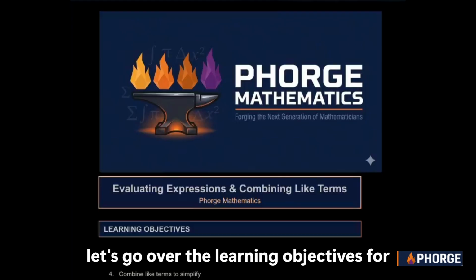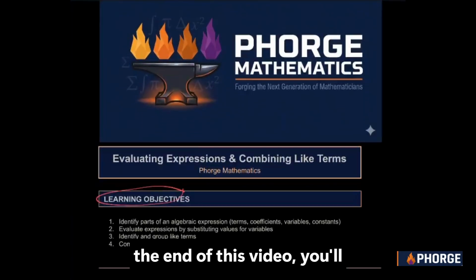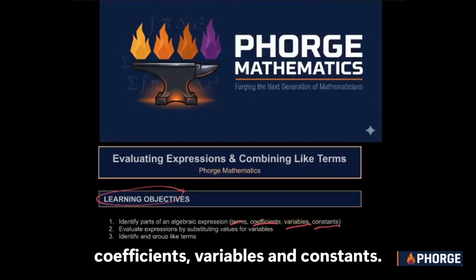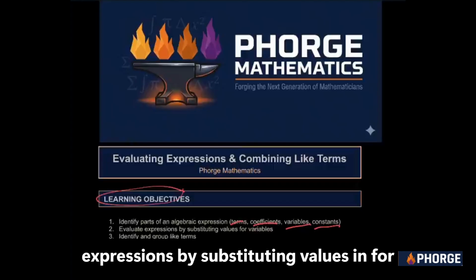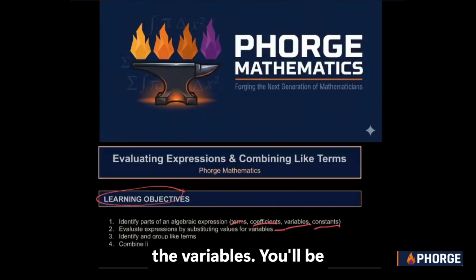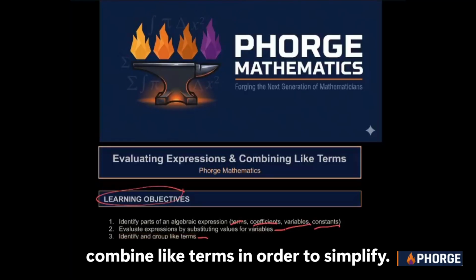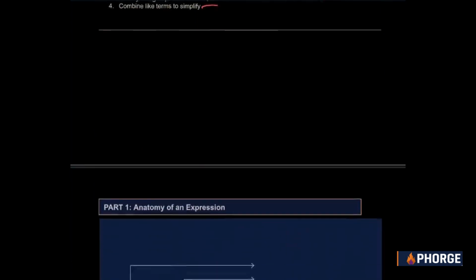Let's go over the learning objectives for today. By the end of this video, you will be able to identify parts of an algebraic expression, the terms, coefficients, variables, and constants. Then you'll be able to evaluate the expressions by substituting values in for the variables. You'll be able to identify and group like terms and combine like terms in order to simplify. So let's move on to part one.